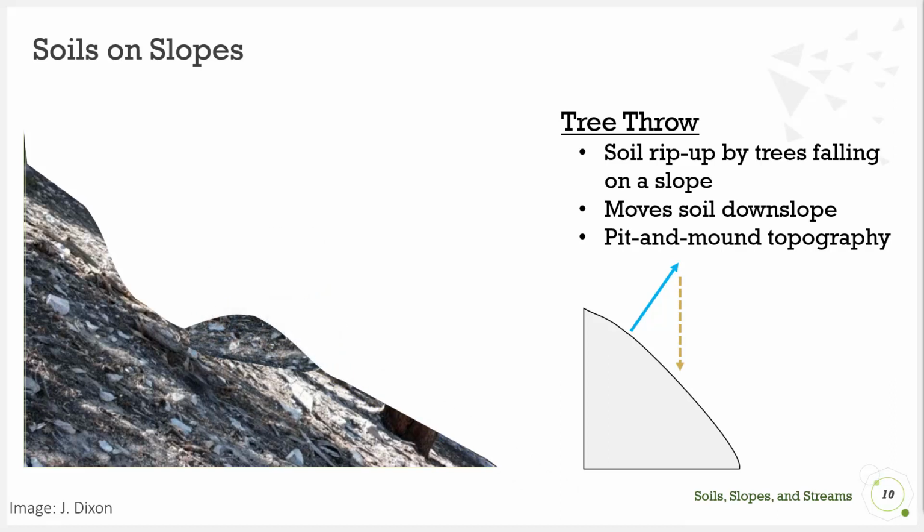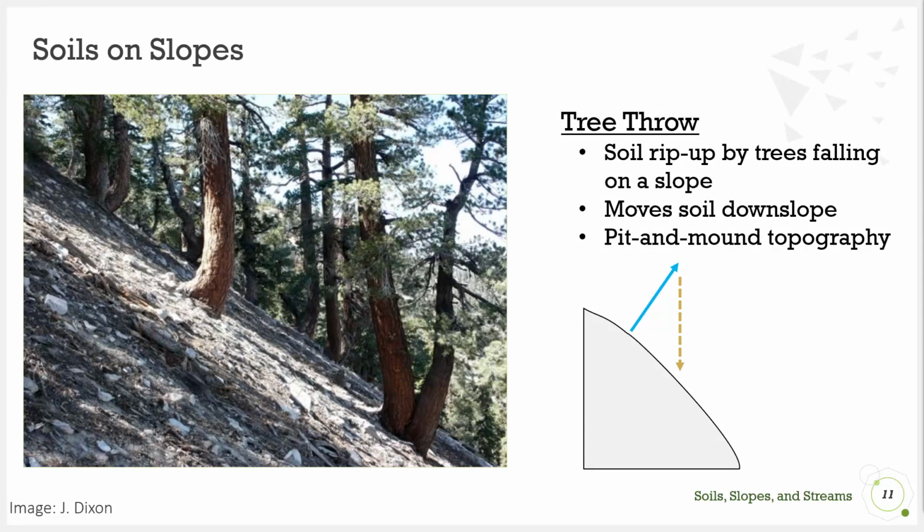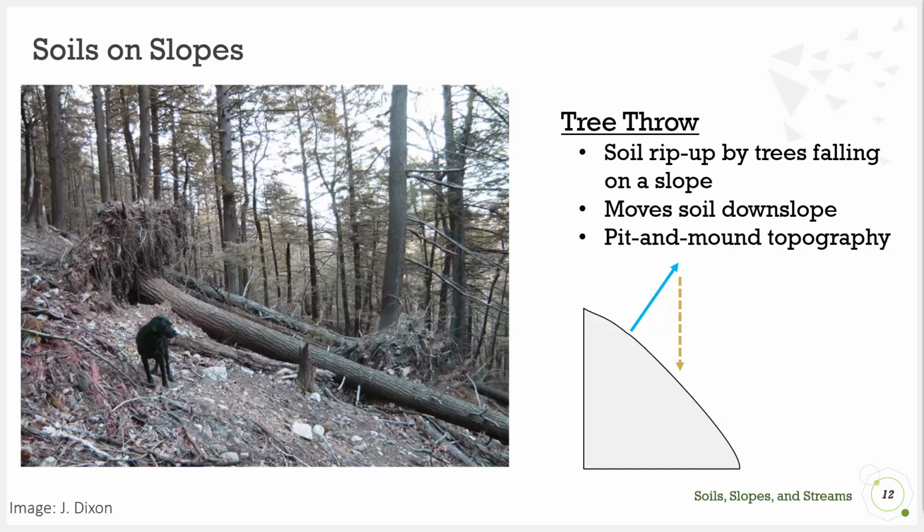As the tree decomposes, the soil then fully falls back down to the surface, and this can result in a pit and mound topography. Imagine a bunch of trees falling over during their life cycle across this slope. This process can fundamentally change and erode the landscape, even though it may occur by isolated trees. In this system, you can see multiple trees that have fallen over and at least get a hint for that pit and mound topography.